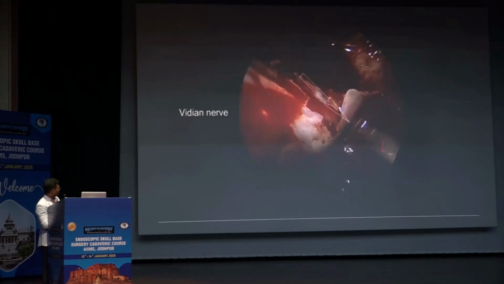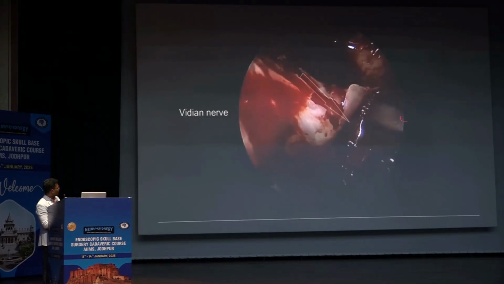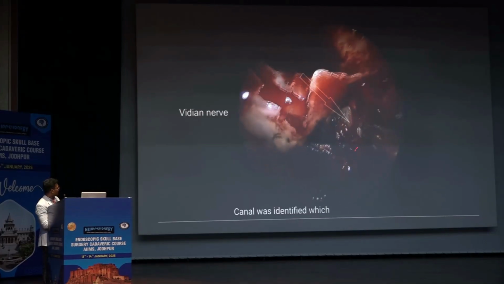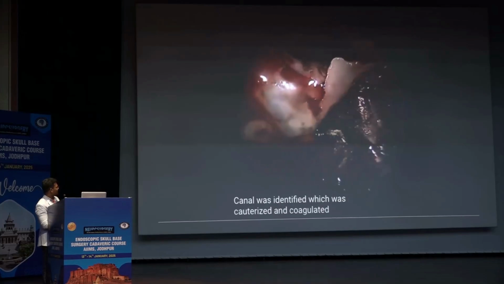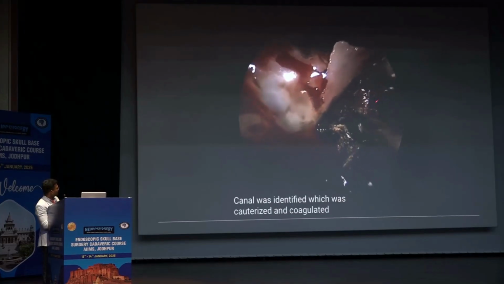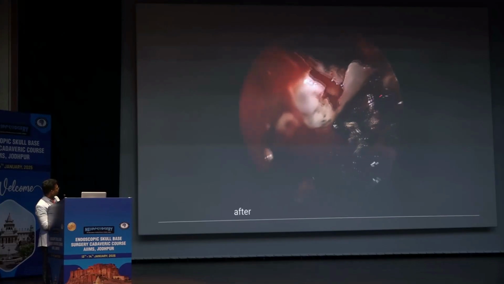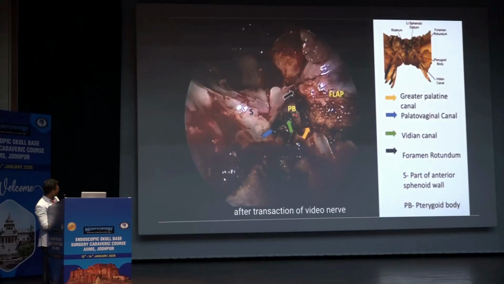This is the pterygoid body, and then the whole sphenopalatine artery along with the flap was transposed into the maxillary artery. So this is the pterygoid body. And so after transposition, this is the flap that was transposed. This is the pterygoid body, this is the VDN, palatovaginal canal, this is the pedicle, this is the sphenoidal roof.